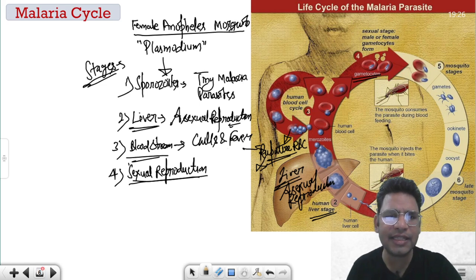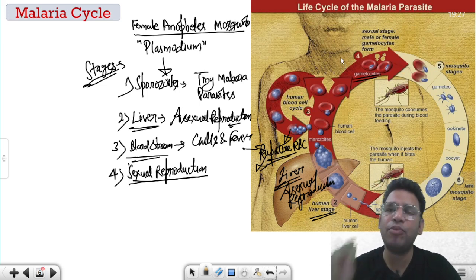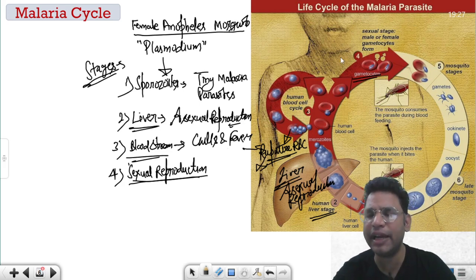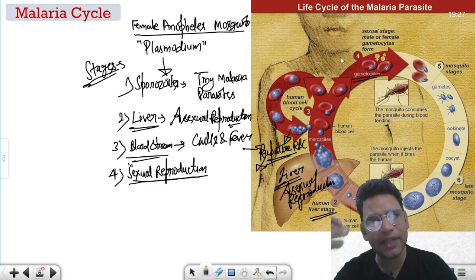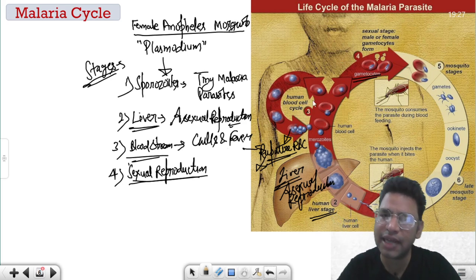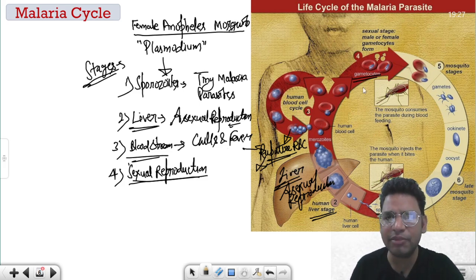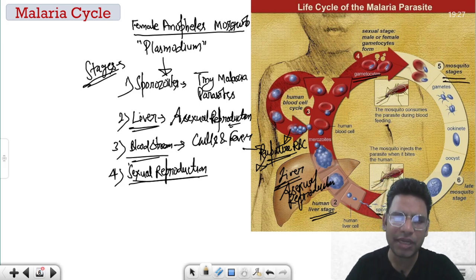And again, if another mosquito bites this person, it will pick up those gametocytes and it will become infected again. Then what can that mosquito do? It can bite another person and transmit this malaria. This is the idea. So stage 1 was sporozoite, then again the liver stage, again the bloodstream stage, then the sexual reproduction stage, and finally it is once again the mosquito gut stage.